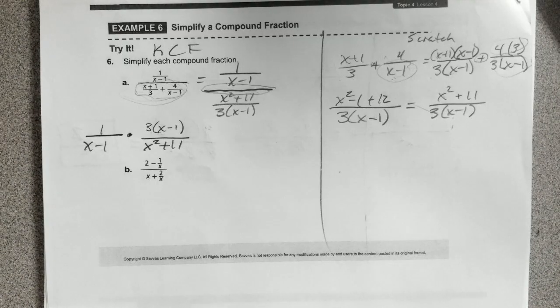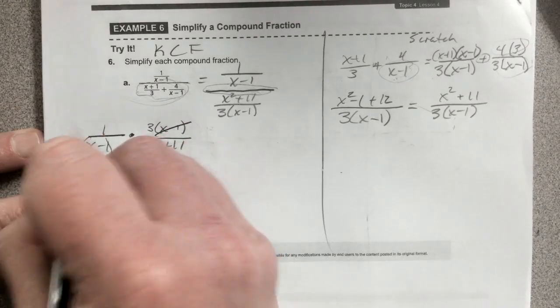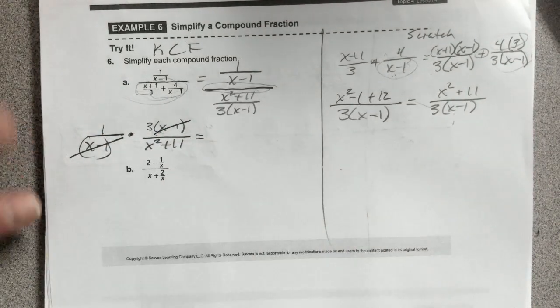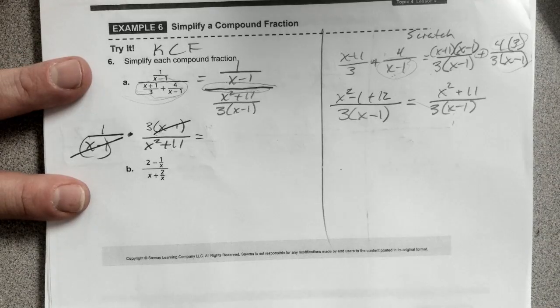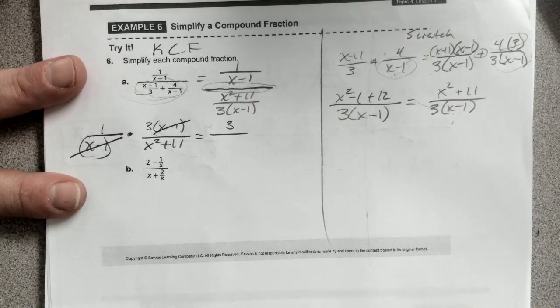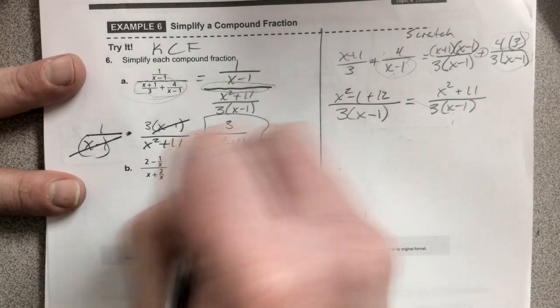Now, do you see anything? Yes. What? The x minus 1. Good job. The x minus 1 on top will cancel with the x minus 1 on bottom. So, what are we left with in the numerator? Could you do that as 3? 1 and 3, because you multiply 1 and 3. That's exactly right. 1 times 3 is? Yeah. 3 over x squared plus 11. Great job, that's exactly right.